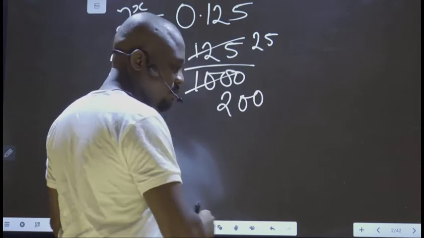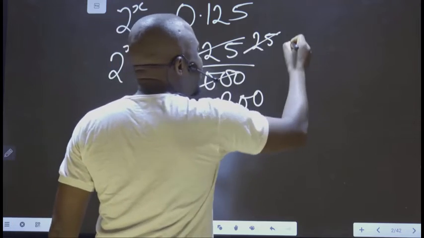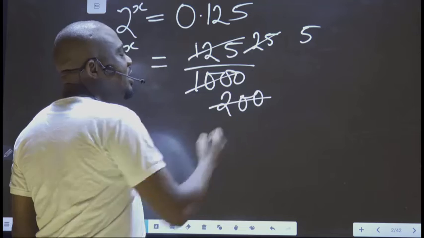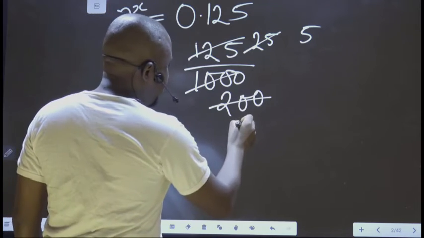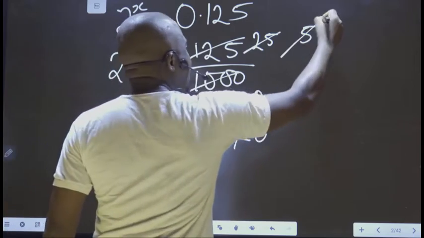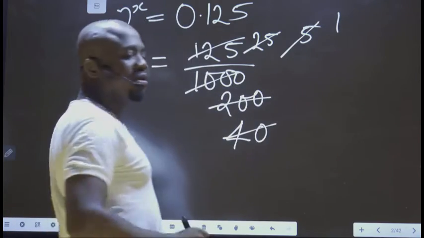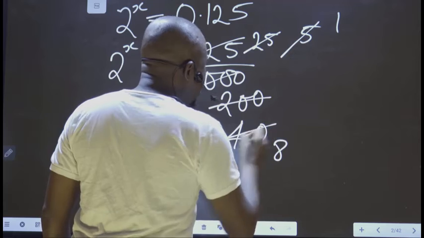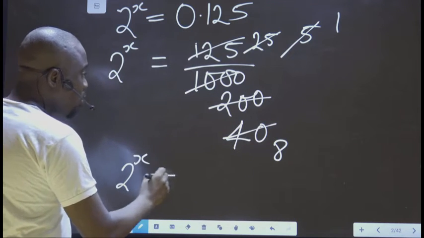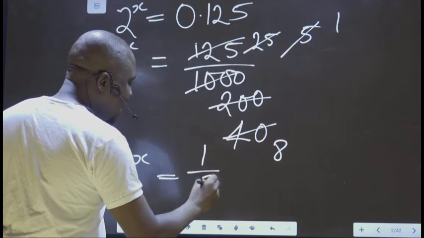200. Then 5 again. 5 into this will give us what? 5. Okay? Then 5 into this will give us what? 40. You go again. 5 here is 1. 5 here is what? 5 here is 8. Therefore, you cannot agree that 2x is equals to 1 over 8.